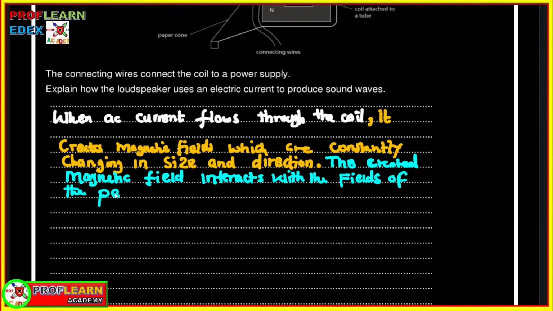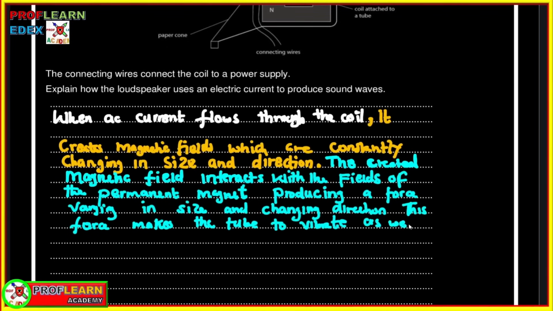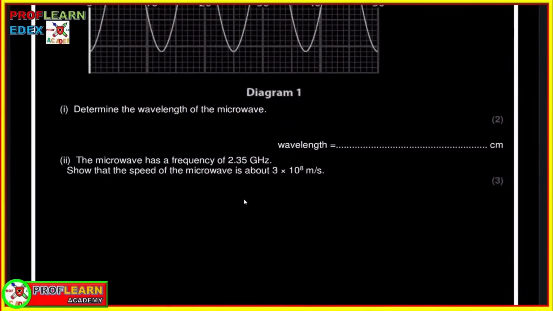as a result, this is going to result in a force when the magnetic fields created by the flow of current interact with the magnetic field of the permanent magnet. A force which is constantly changing in size and direction is produced, and this makes the tube vibrate, as well as the paper cone, thus producing a sound. That is how you are supposed to explain how a loudspeaker works.